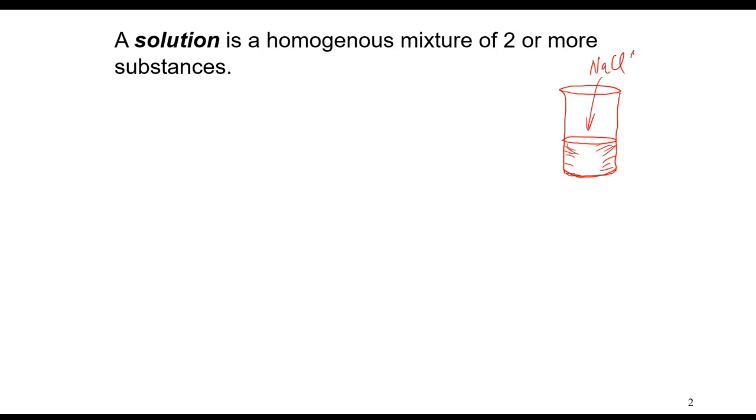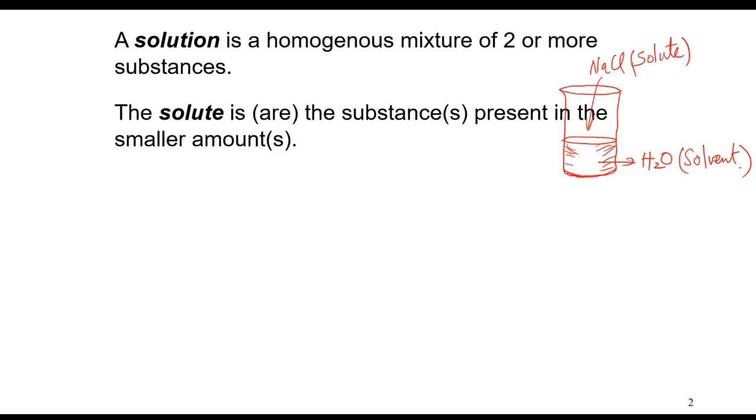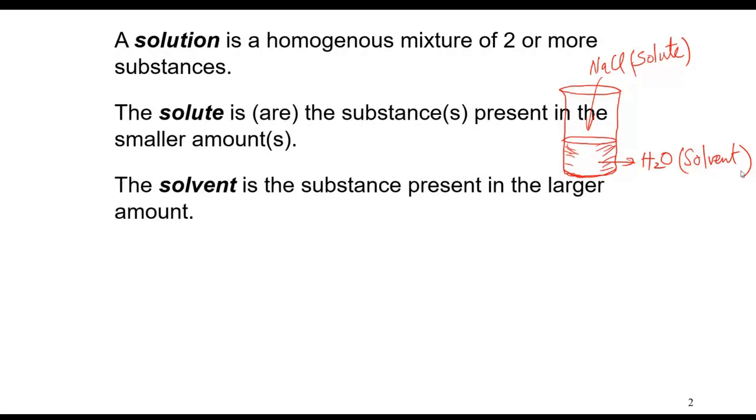Now this NaCl, present in a smaller amount, is known as solute, and this water, present in larger amount, is known as solvent. So what is solute? Substance present in the smaller amount. And what is solvent? Substance present in the larger amount.